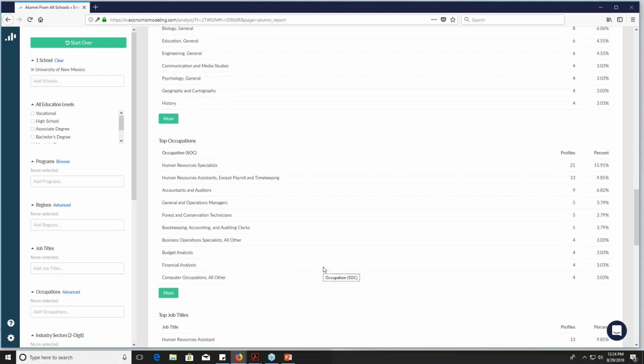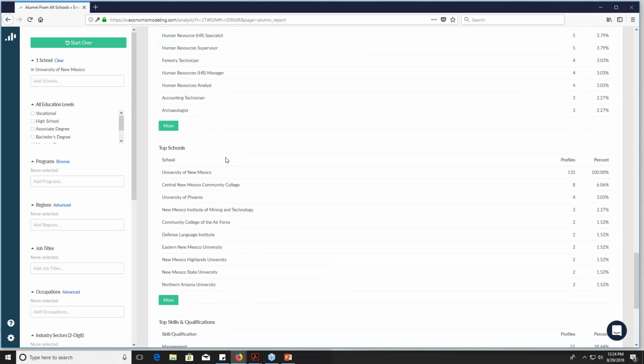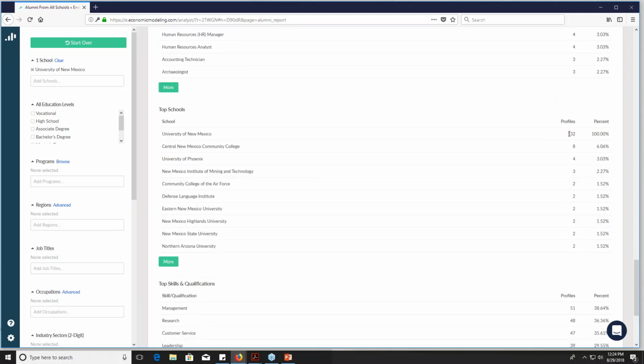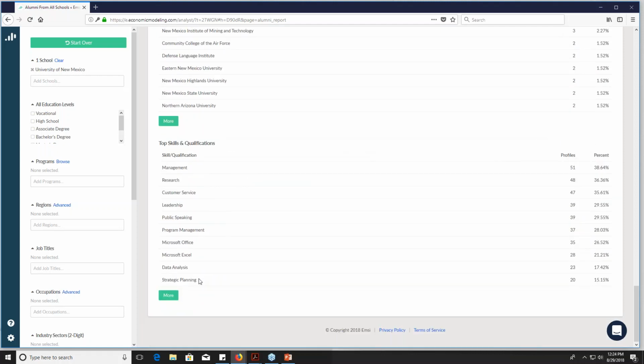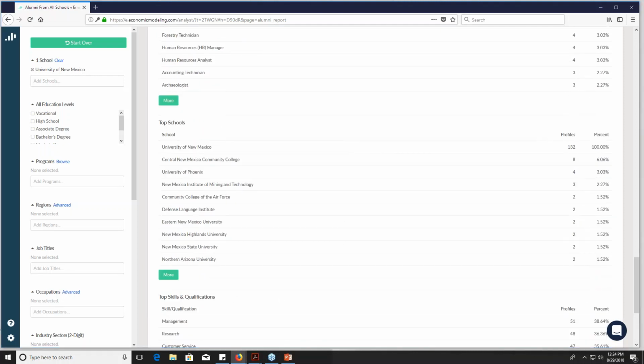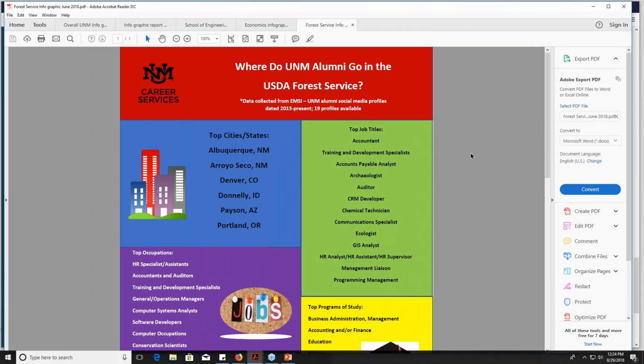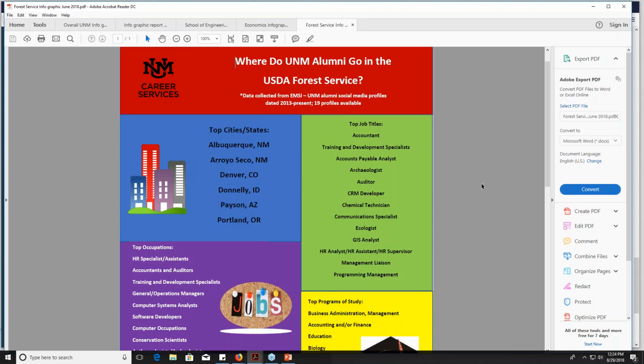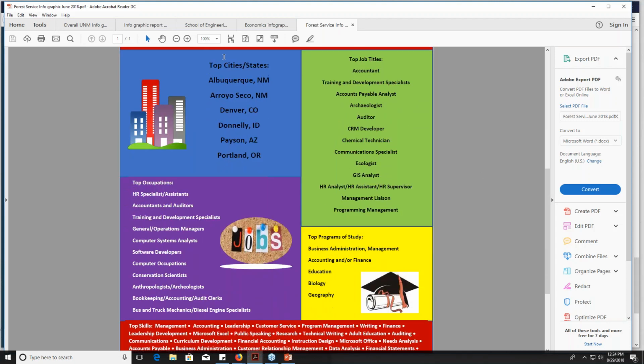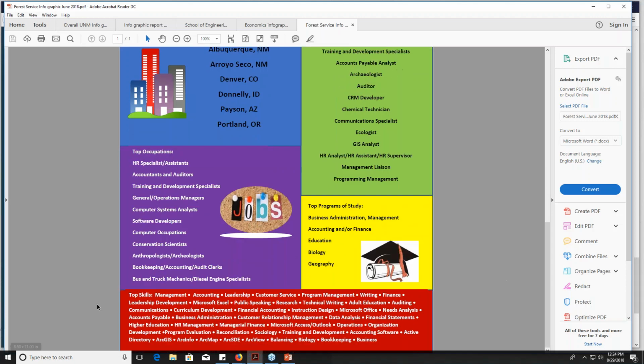Our top occupations, our top job titles, the top schools where they're coming from. Again, she loved that, but it makes sense that there's 132 that list University of New Mexico. And then the top skills and qualifications. So what we did with this, just similar to the others, is I created an easy infographic that highlights where UNM alumni go in the USDA Forest Service. Again, I pulled up the data, listed exactly where they're going. You can see the top cities, top titles, their top occupations, top programs of study, and then lastly, the top skills.